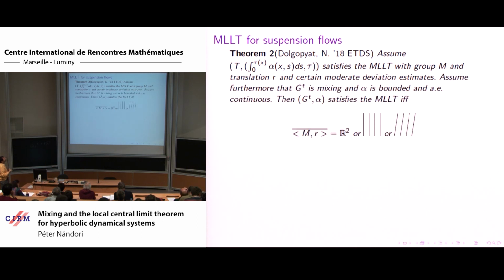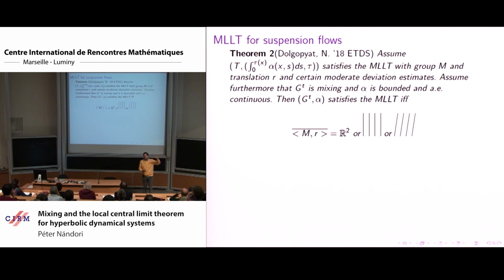Okay. Assume furthermore that g_t is mixing. If it is not mixing, then it's not really LLT for a flow. It's more like LLT for a map. So I don't want to consider that case, and some regularity conditions on alpha. Then the statement is the following: that g_t alpha satisfies the MLLT if and only if this minimal group is somehow nice.